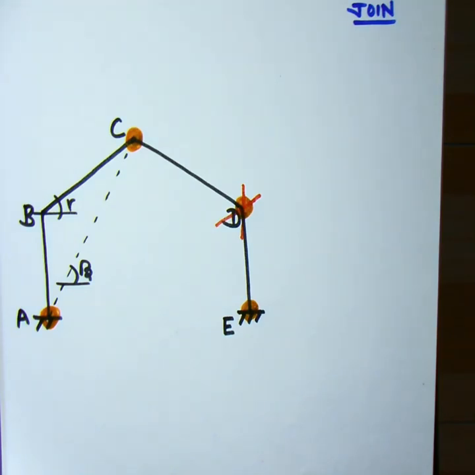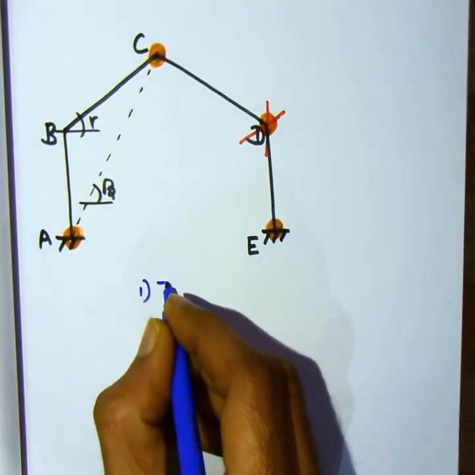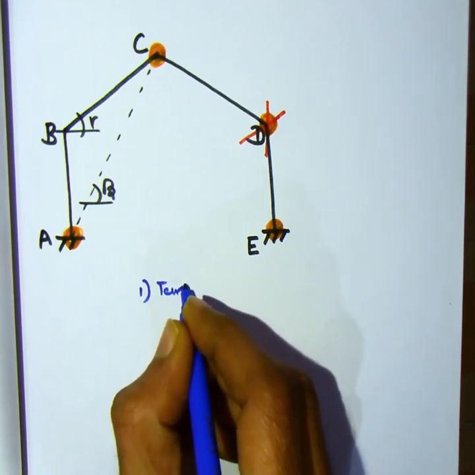Let us temporarily introduce a cut in the structure at joint D. But we assume that we are holding the two parts temporarily.